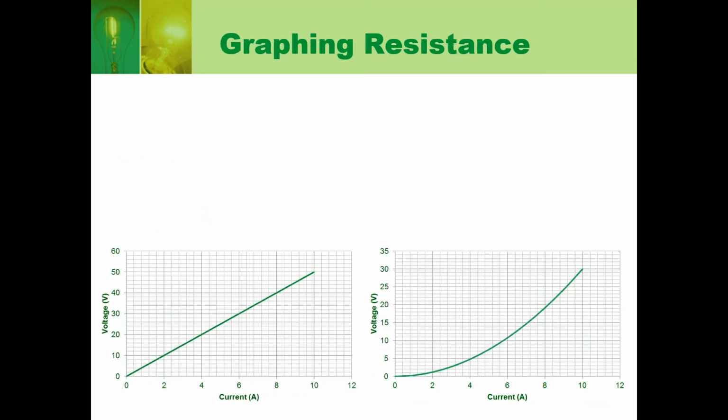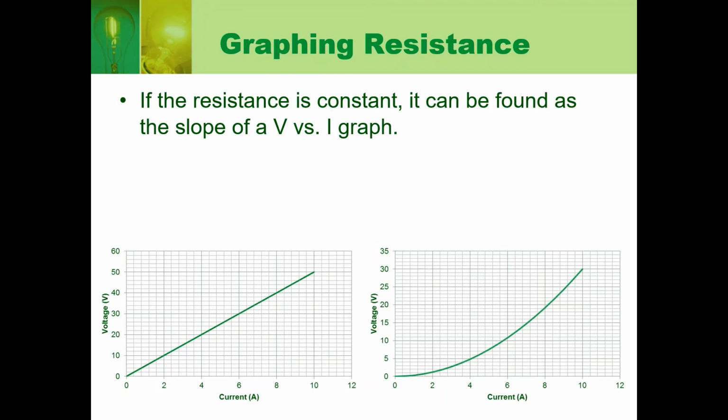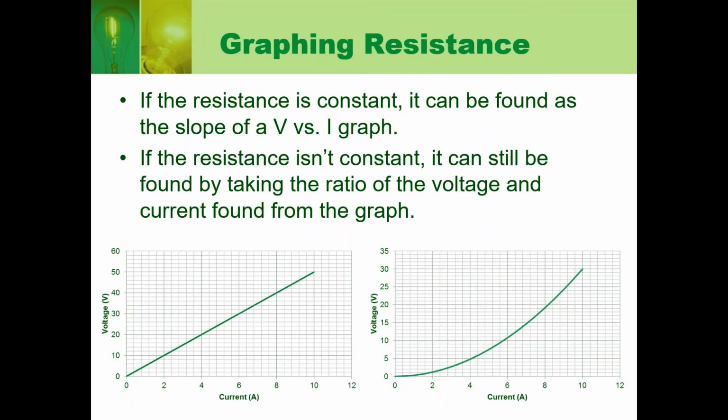If your device follows Ohm's law, then as we have seen, you can just use the slope of the voltage versus current graph to find the resistance. Even if it doesn't follow Ohm's law, you can still use the information taken from the graph to find the resistance. One would just take the voltage at a particular point and divide it by the current there, because the definition of resistance is the ratio of voltage to current in that particular situation.